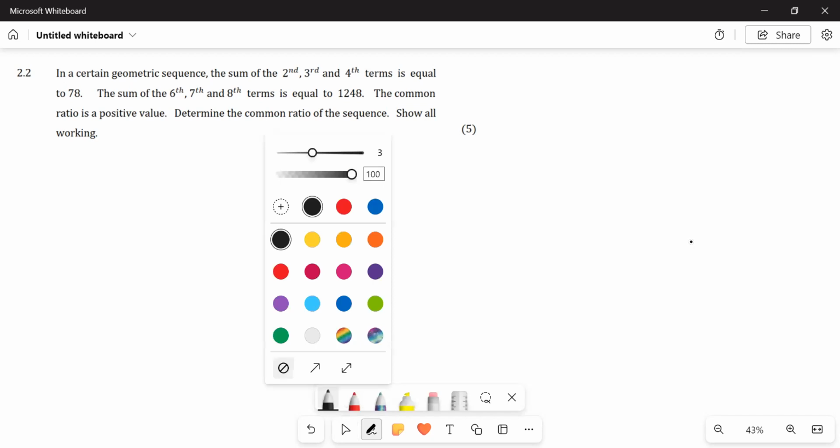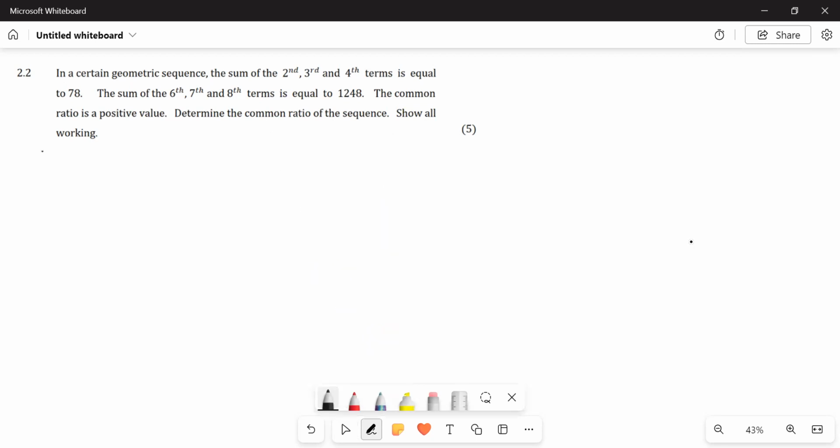Question 2.2: in a certain geometric sequence. The keyword is geometric sequence. Immediately after seeing the keyword geometric sequence, I think of the general formula of a geometric sequence, a r to the power n minus 1. That's perfect. So the sum of the second, third, and fourth terms is equal to 78.